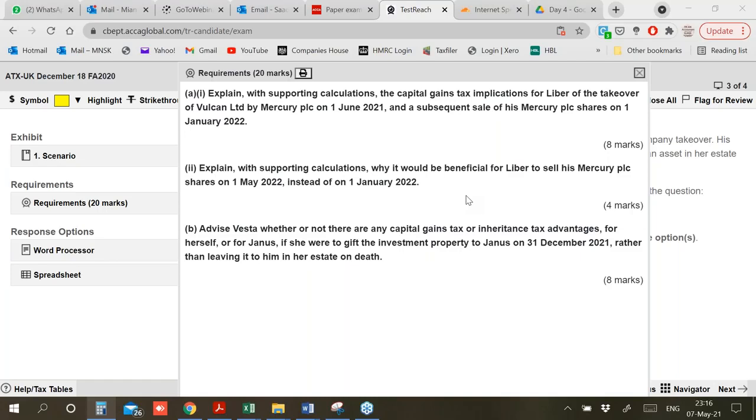So you are secured both ways. If the value increases, the increase will not be subject to IHT. However, if the value decreases, HMRC will provide you a fall in value relief. So raise your hands if you have understood what a fall in value relief is and what its implications are.